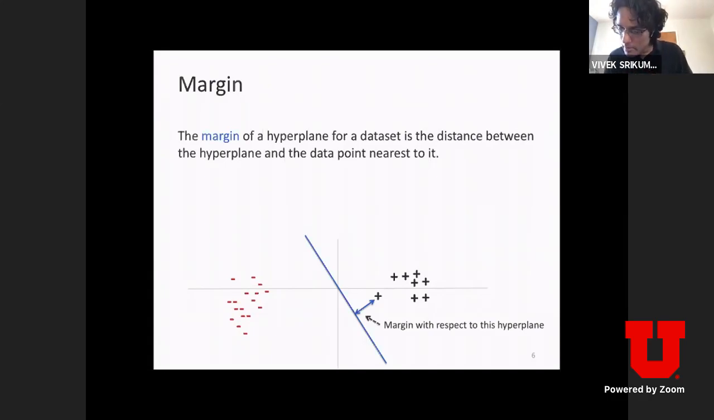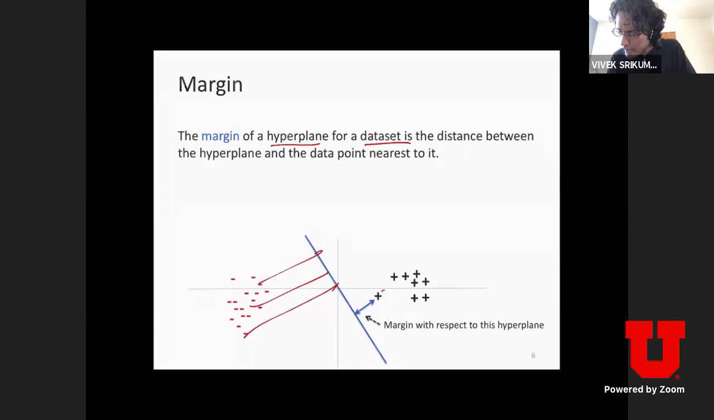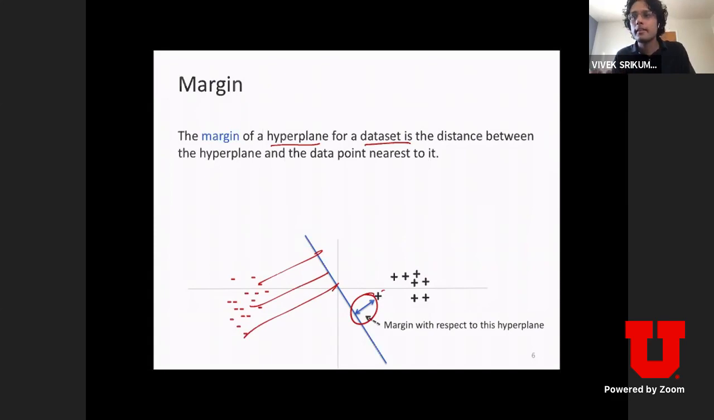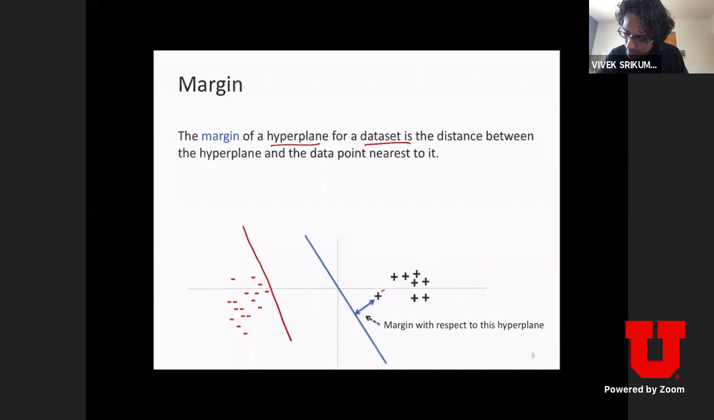The margin of a hyperplane, with respect to a single data set, is simply the distance of the closest point to the hyperplane. So you can measure the distance of every single point and find which one is the closest, and that distance is the margin. So this is a property of a hyperplane and a data set. It's simply saying, how close is this hyperplane to some example? And I'm assuming here that this hyperplane, this line, perfectly classifies the data. So given that the line perfectly classifies the data, how close is it to some example? So the line on the screen has a higher margin than, say, something like this, because this line is so close to the negative example.